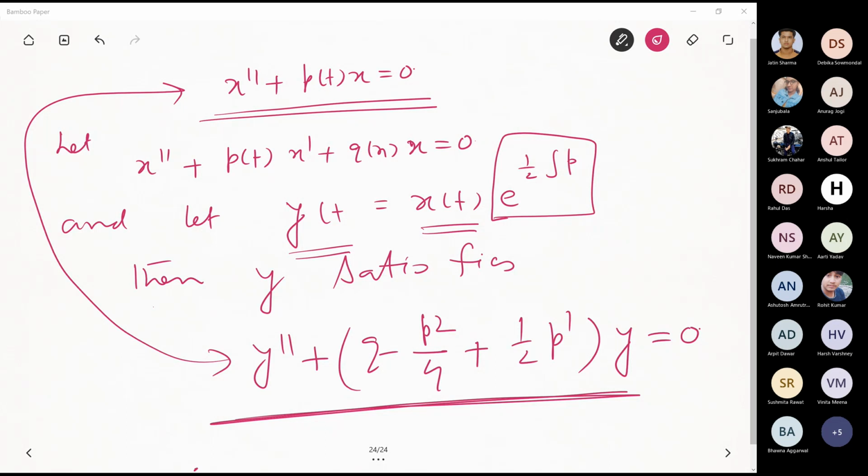Okay, so do you have any questions? Sir, what is this second term, y double prime plus q minus p square by 4? Yeah, the second term is q minus p square by 4 minus half p prime.